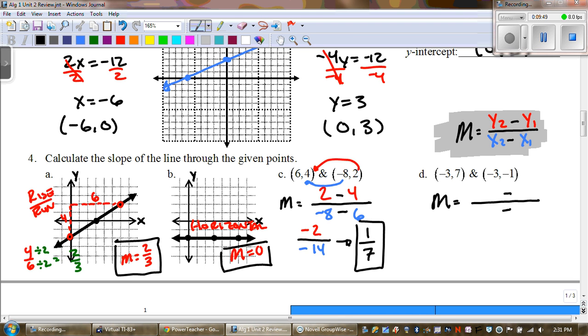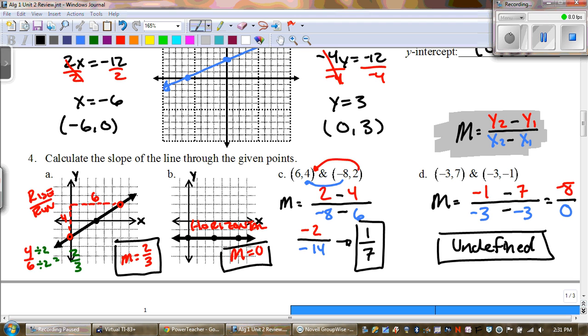All right, why don't you try D on your own? Go ahead and pause the video, and good luck. Okay, you should have gotten -8 over 0, and that's not your slope, guys. This is not the slope, that's the work, okay? The answer's undefined.